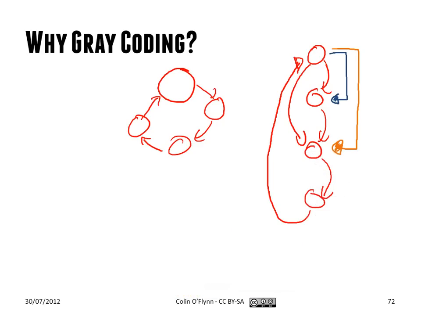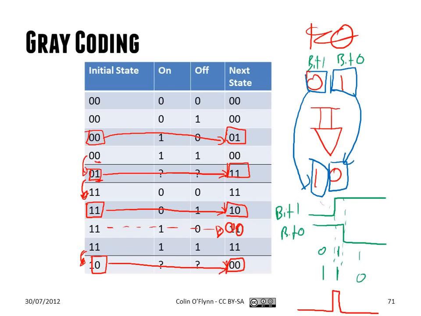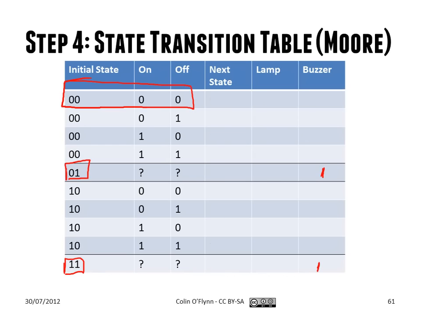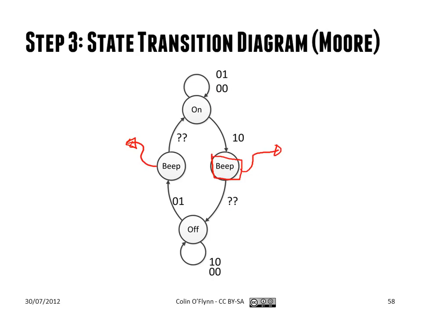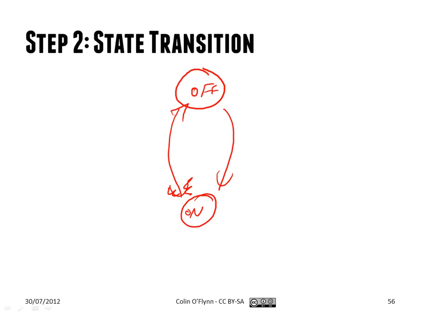And again, it's really important only when the output can't have those glitches on it. So that's an introduction to the finite state machine stuff. I'll just go over a quick review.